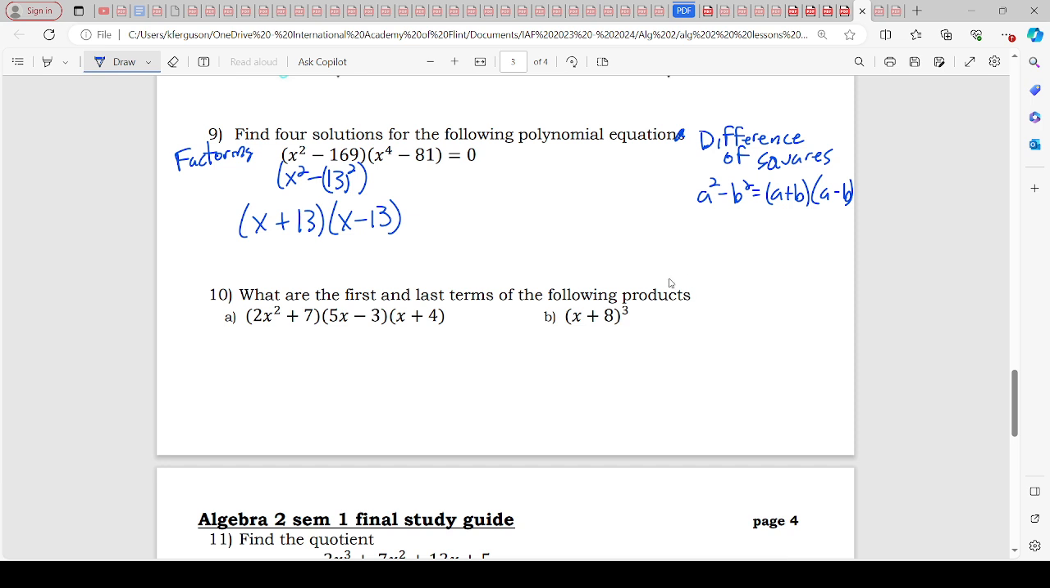So that's the first piece. Now, my next piece is x to the fourth power minus 81. Even though it's to the fourth, that can still be cut in half. So that's x squared times x squared. So I can think of this one as x squared to the second power minus 81. What's that? That's 9 to the second power.